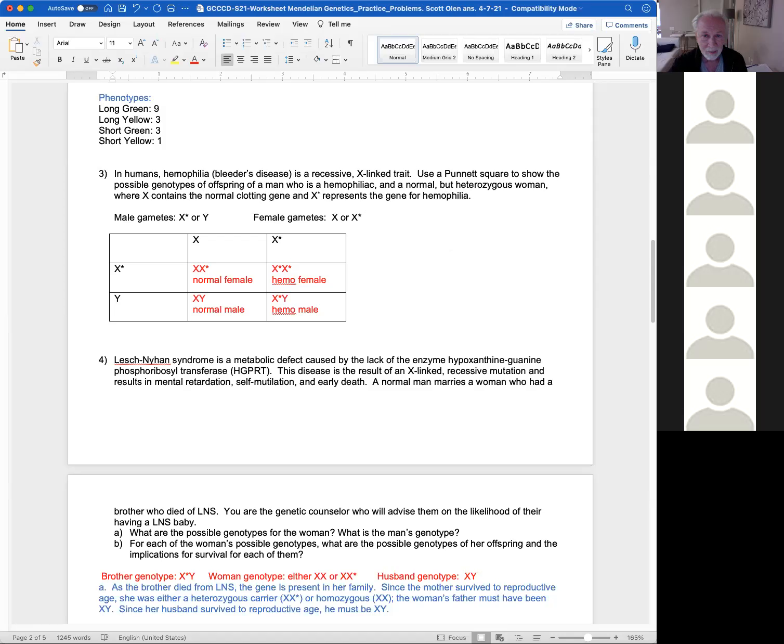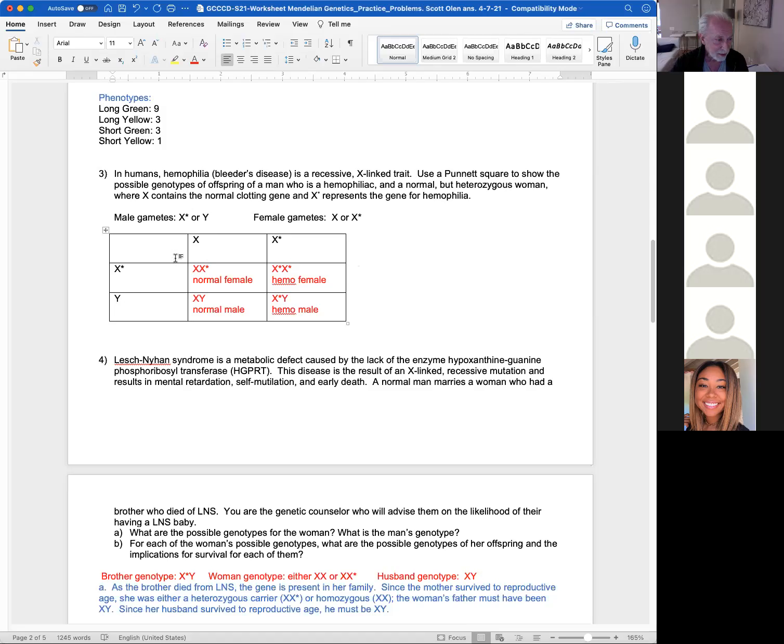Okay, so we know that the man is a hemophiliac. That means that on his X chromosome, he's got a star. So he has a mutant X chromosome, and his other sex chromosome is a Y. The female is normal, but she's heterozygous, so she's X X star. Her gametes can be either X or X star. And it asks us to make a Punnett square to show the possible genotypes.